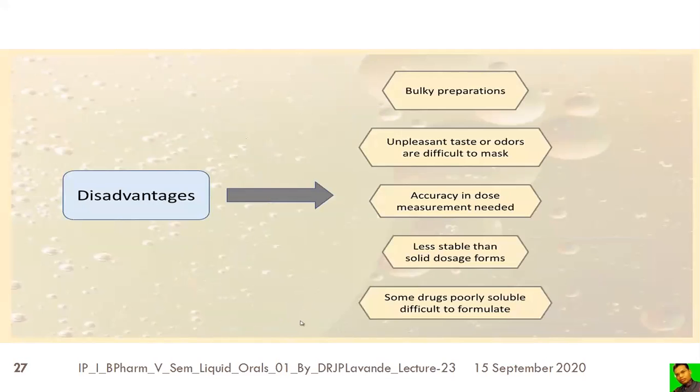Although these are associated with the advantages, we cannot neglect the disadvantages also. So these are bulk preparations, right? We can carry 10 tablets in a single strip, but in order to carry 50 ml of solution, we need to carry a bottle. So again, the weight increases and the volume increases. That's why these are bulky preparations.